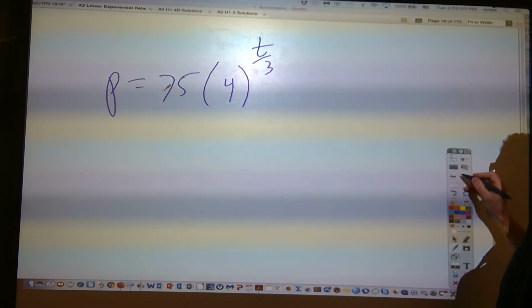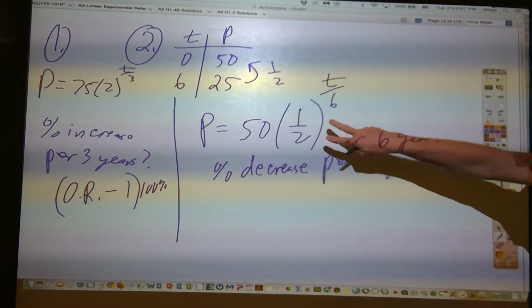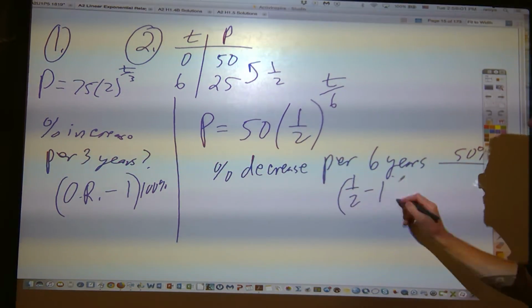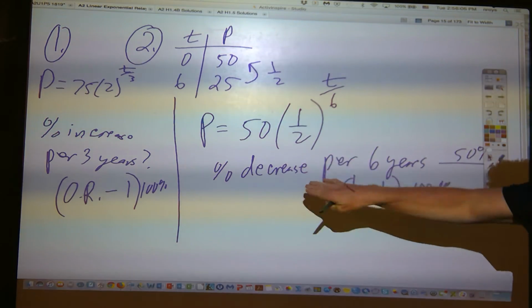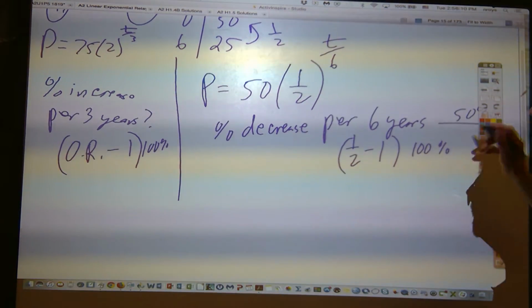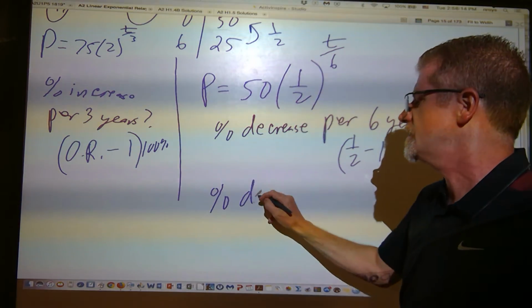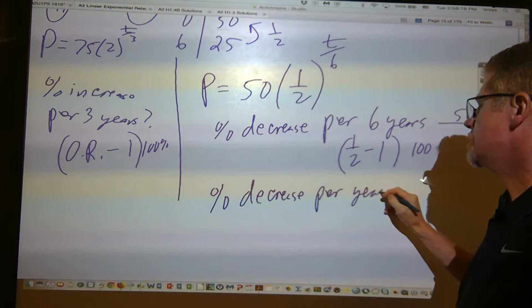So back to our question. Output ratio minus 1, that's negative 1/2, times 100%. It's decreasing by 50% per 6 years. How about per year? Now let's change it to a 1-year model. What is the percent decrease per year?